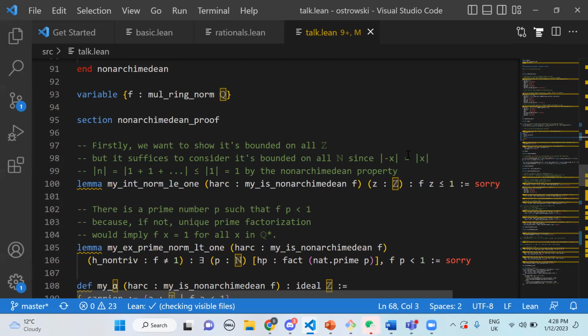So it is bounded on naturals, so it is bounded on integers. So this is the first lemma that we need.